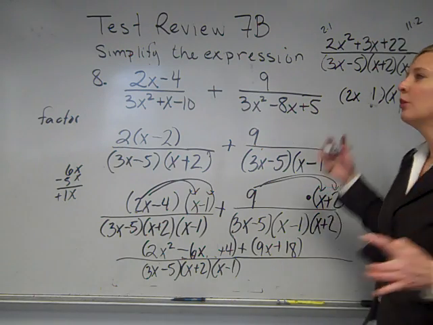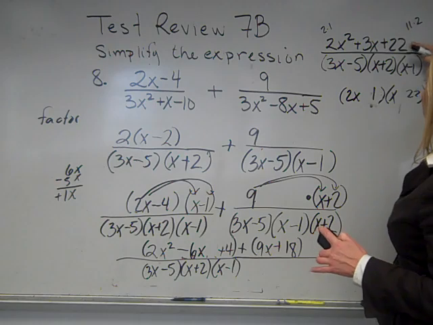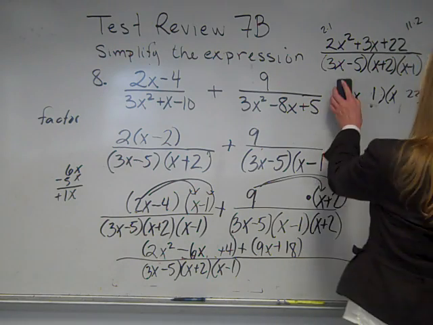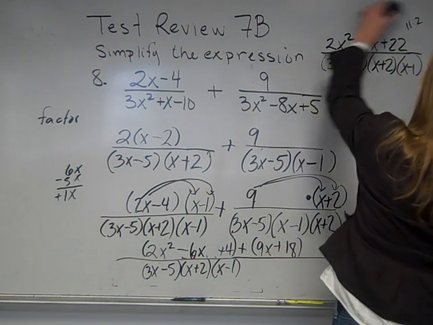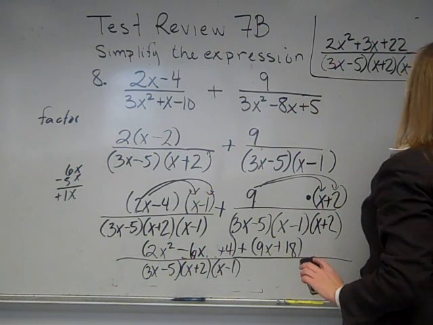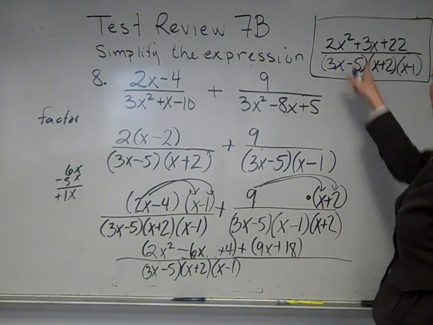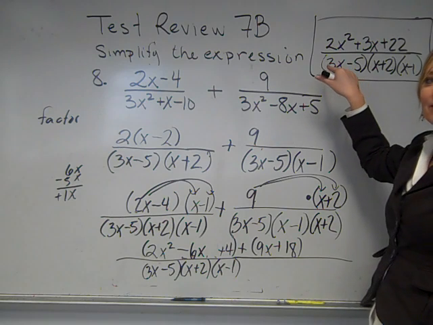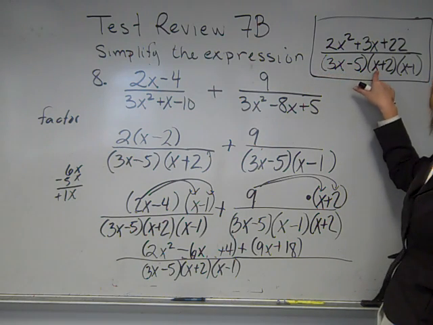So after all of that work, we found out that we cannot factor the numerator down anymore, and so we're going to leave our final answer as 2x squared plus 3x plus 22 all over the quantity 3x minus 5 times x plus 2 times x minus 1.